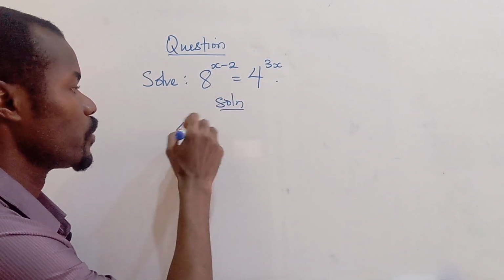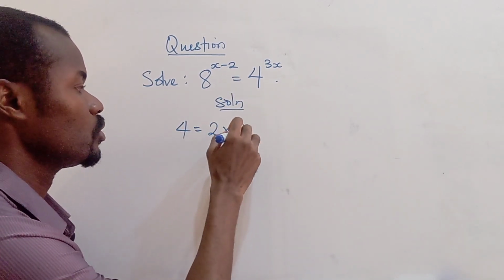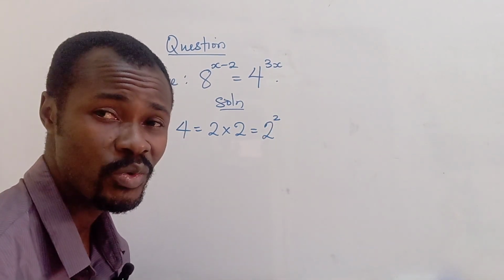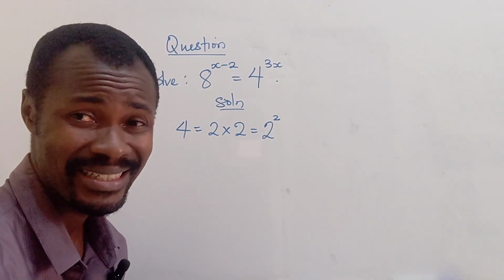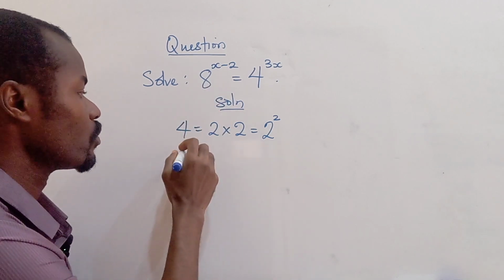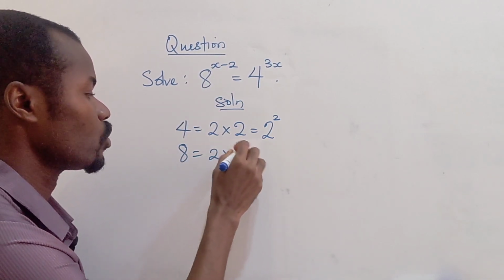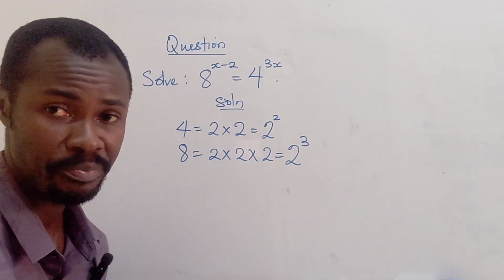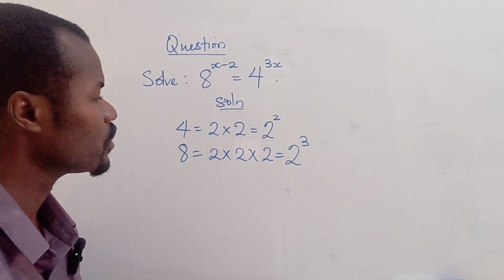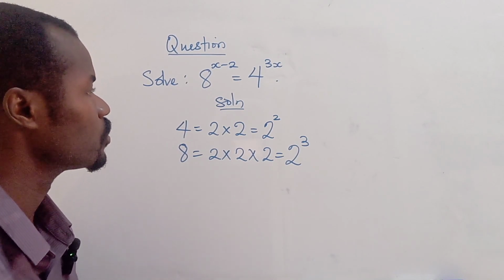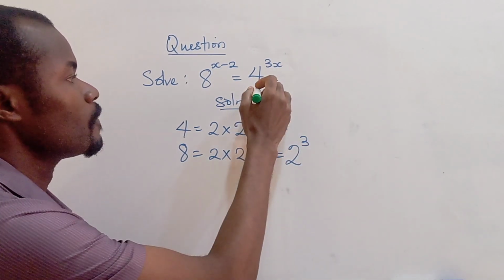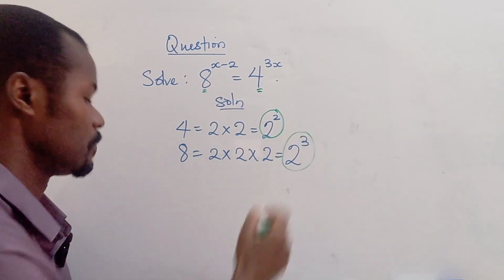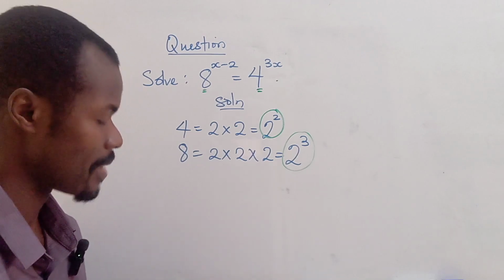For instance, 4 we know means 2 times 2, which is equal to 2 squared. And since we are solving indices, we want to keep numbers in index form. For 8, we have 2 times 2 times 2, that will give us 2 raised to the power of 3. So instead of 4, we are going to use this, and instead of 8, we are going to use this. Let's apply that.